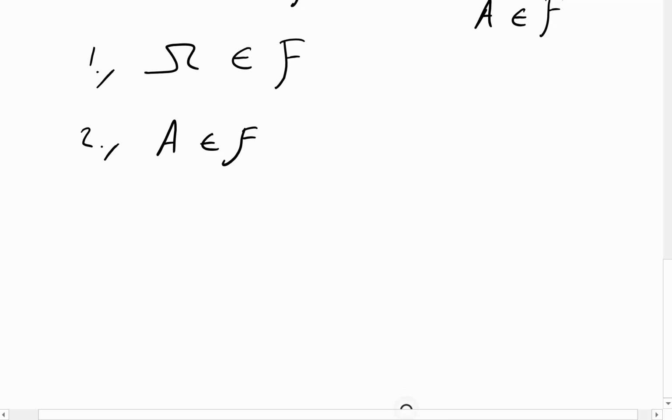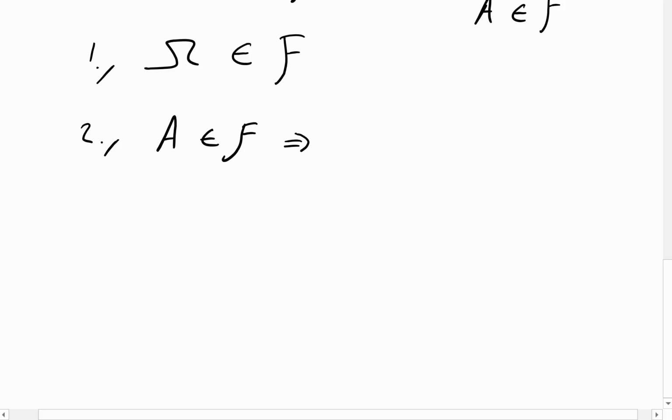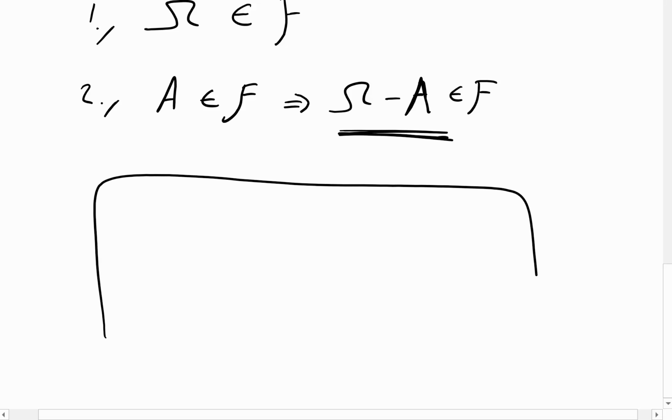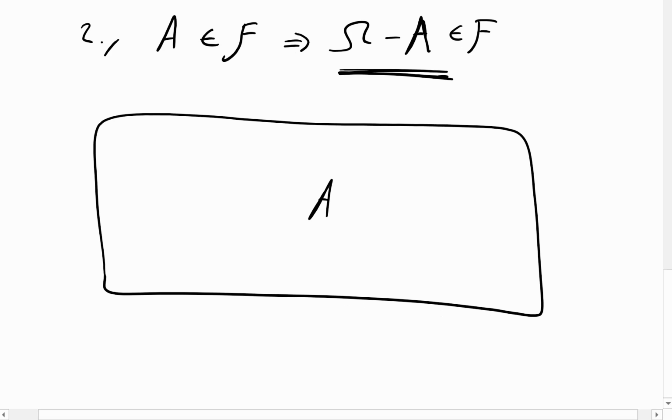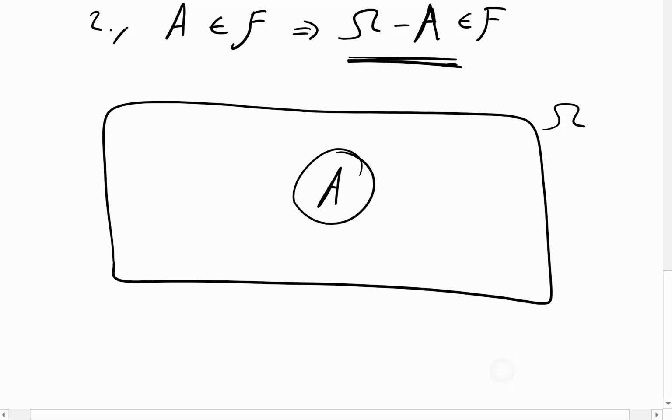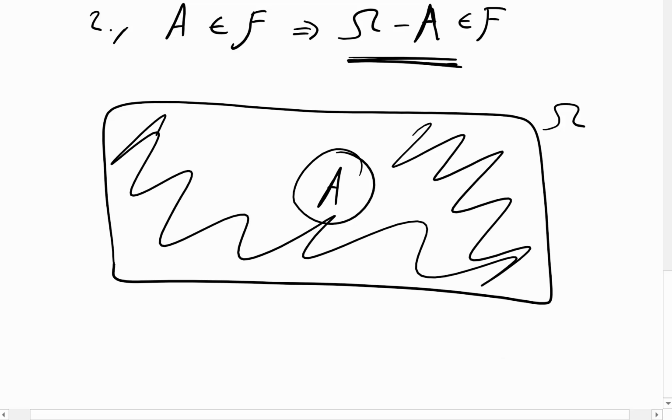Then that implies that I can also have sigma minus A as a member of F. What this is saying is that the complement is also in F. Let me change it up a little bit. This is my house. I've got all of the events that can happen in there, which I'm going to call A. But I've also got the events which can't happen in there as well. So this is my event A, this is my sigma, and all of the events that can't happen are defined by this bit. So this is sigma minus A.